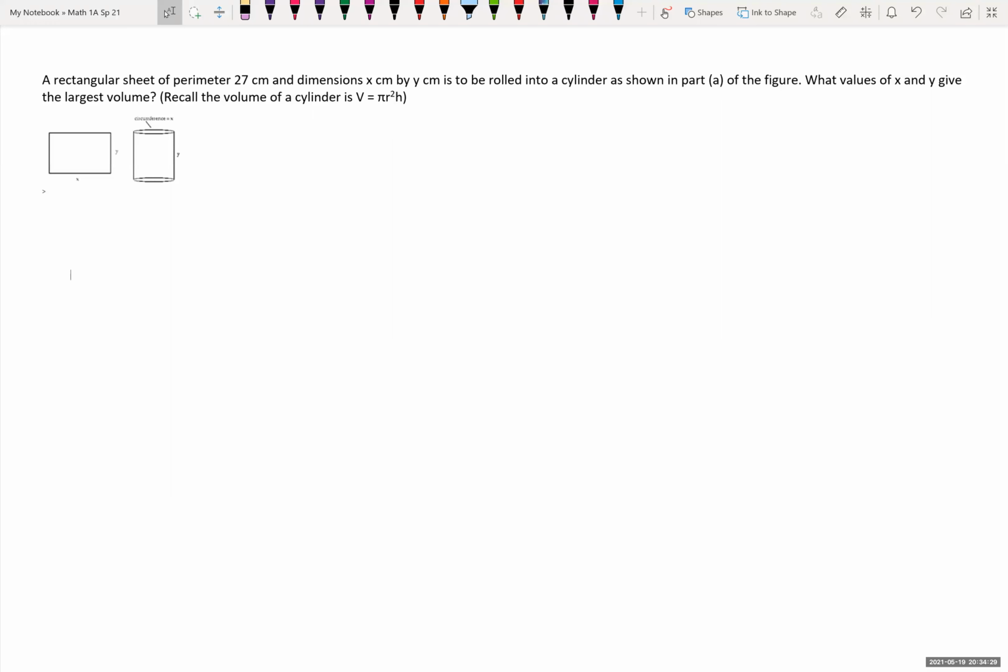So this next one is question 2, version A. A rectangular sheet with a perimeter of 27 inches and dimensions of x centimeters by y centimeters is to be rolled into a cylinder as shown in part A in the figure. What values of x and y give the largest volume? And I even give you that the volume of a cylinder is V equals, so this is what we're trying to maximize, pi r squared h.